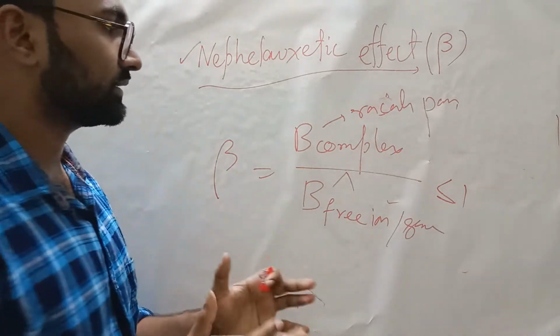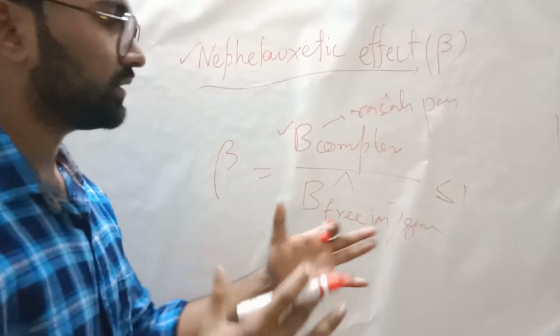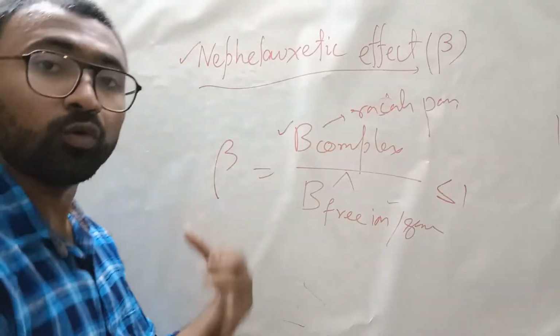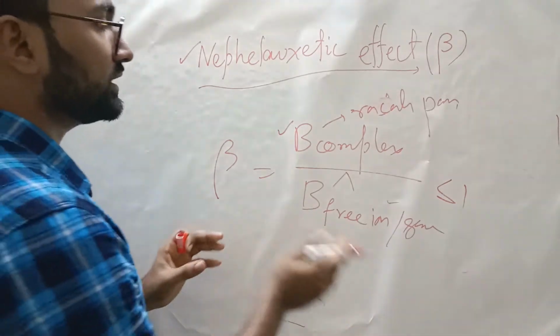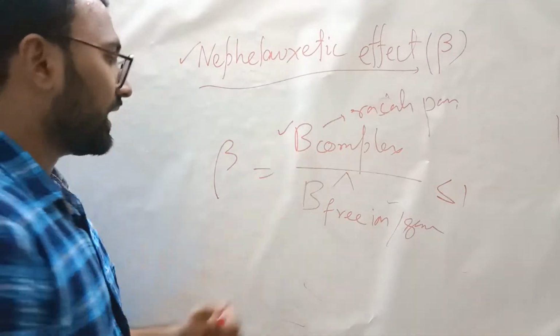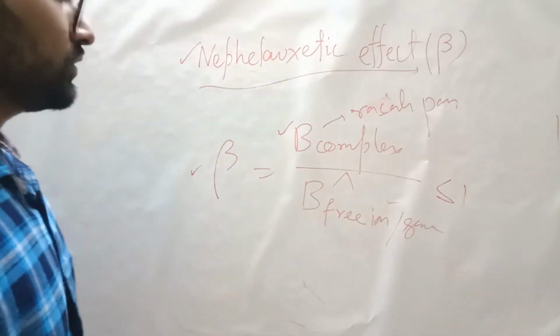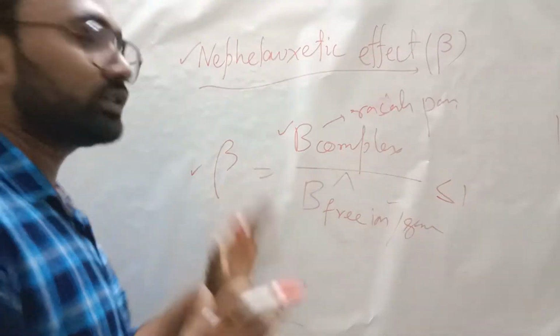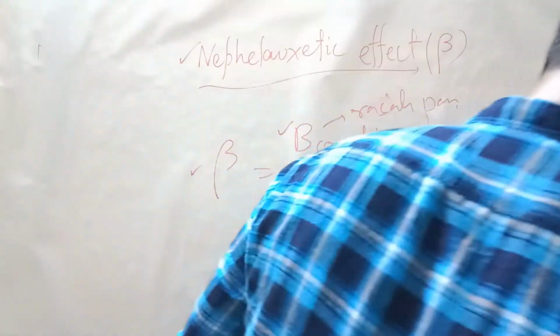The thing is that when the ligands can accommodate more electrons, or the ligands have vacant orbitals to accommodate electrons, then the B value will decrease more, and the corresponding beta will also decrease. So the metal and the ligand both have effects on B.